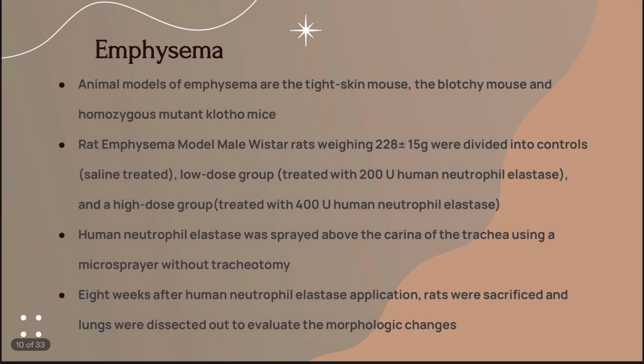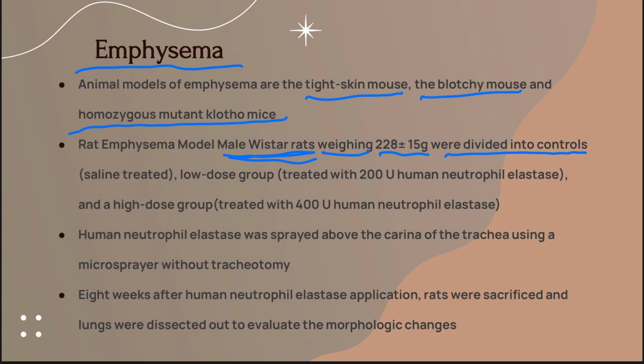Now coming to the next disease, that is emphysema. Animal models of emphysema are basically the tight skin mouse, the blotchy mouse, and the homozygous mutant Klotho mice. So what is the procedure for screening of emphysema? Basically we take male Wistar rats weighing about 228 plus or minus 15 gram, and they are divided into controls, which are treated with saline, a low dose group treated with 200 units of human neutrophil elastase, and a high dose group treated with 400 units of human neutrophil elastase.